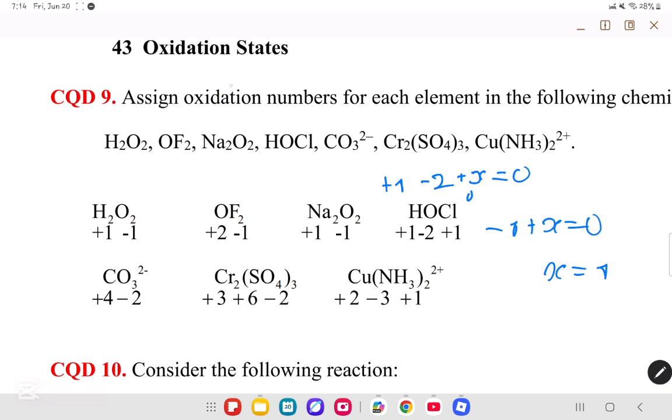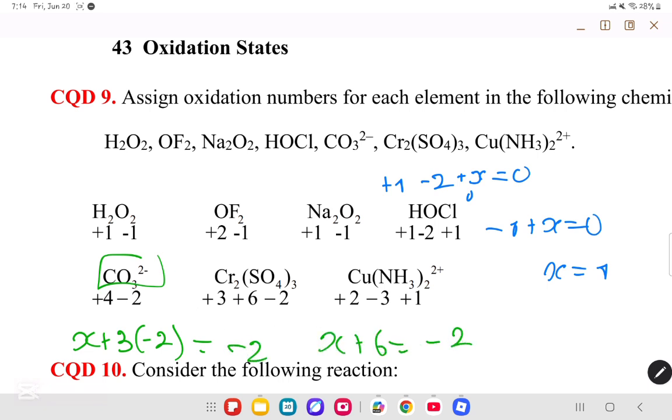Same thing here. Because it has a charge, what you could do is memorize and say, okay, carbon, I don't have it memorized, it's x, plus 3 times -2 is going to be equal to -2. So x plus 3 times -2, my bad, x minus 6 is equal to -2.